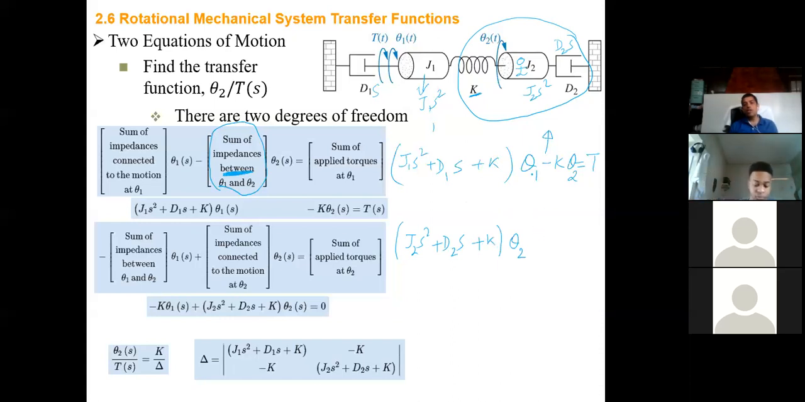Then what is common? What is connected in between theta 1 and theta 2? That will be minus, right? In between will always be minus. So what is connected in between? K. Since we already have theta 2, that K will be theta 1 now, because you have to have both theta 1 and theta 2 in each equation. Then what is the torque? No torque, right?